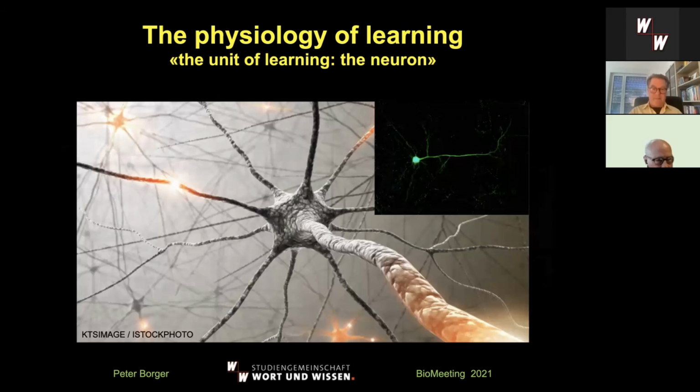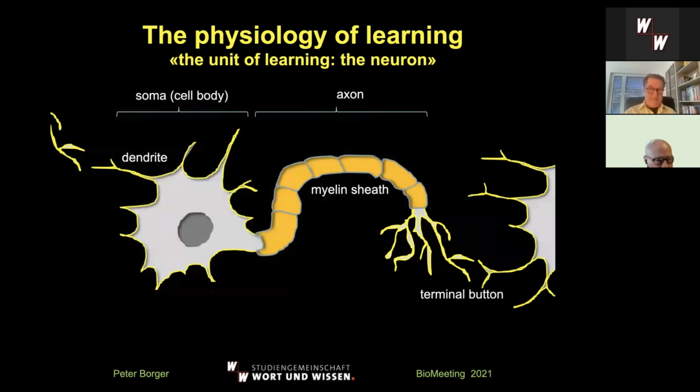Well, in the next slide, we see a scheme of this learning unit, the neuron, and it is clear that it is divided, in fact, into two parts. You see on the left-hand side the soma, or the cell body, and this cell body also contains the nucleus, where the DNA is located, which acts as a control center for the whole cell. And what you also see in the soma are these dendrites.